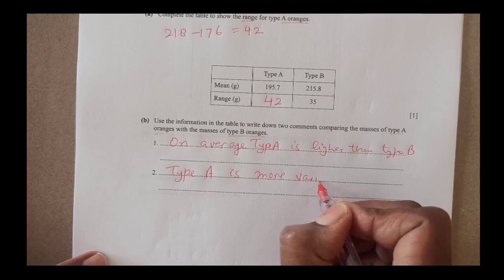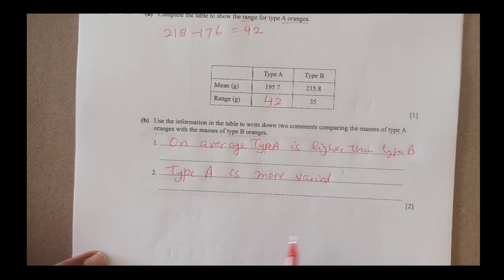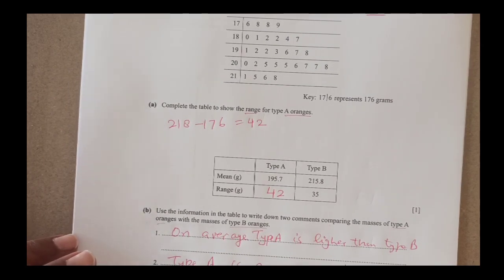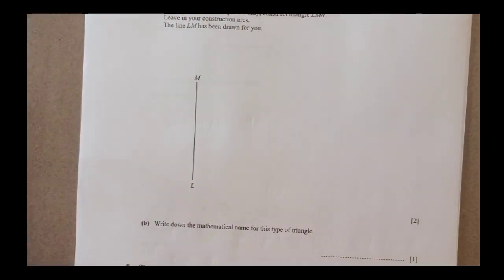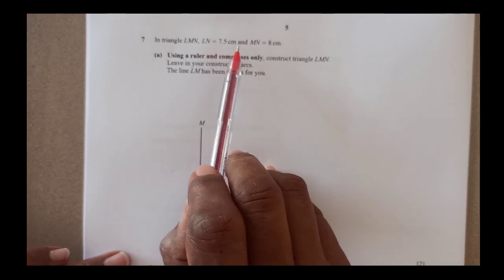It's varying a lot more than type B, or you can say type A is more consistent, right? Now let's move to the next question, number 7. We have here triangle LMN, where LN is 7.5 and MN is 8.